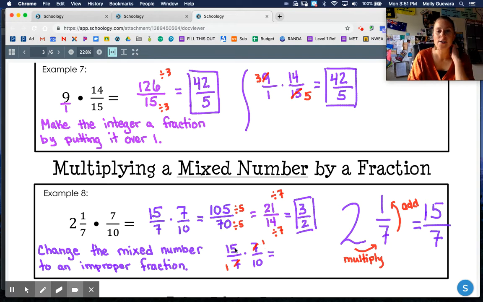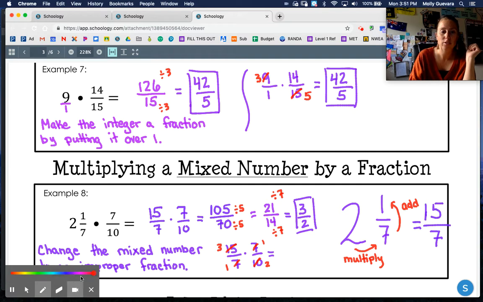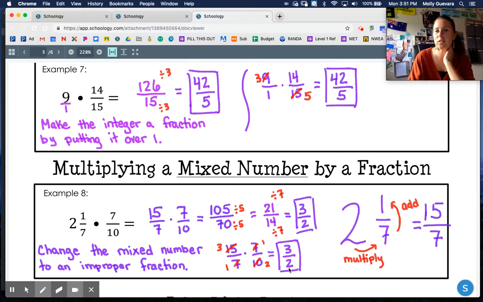And then here, 15 and 10, I see that 5 goes into both of those numbers. So 15 divided by 5 is 3, and 10 divided by 5 is 2. Then when I multiply this straight across, 3 times 1 is 3, and 1 times 2 is 2. So again, I get the same answer either way. It just depends on which way makes more sense to you and which way you like.